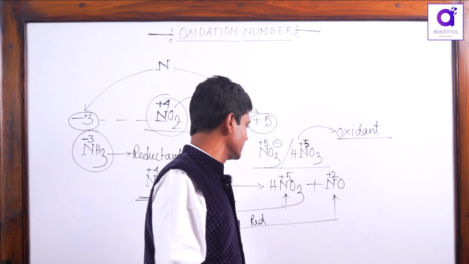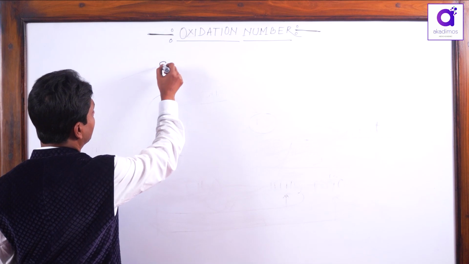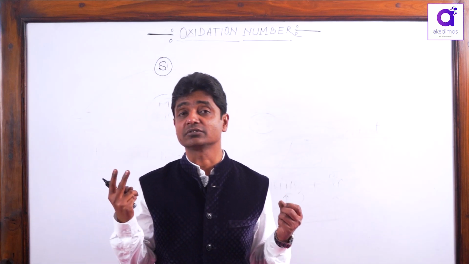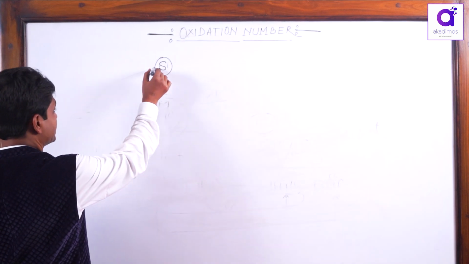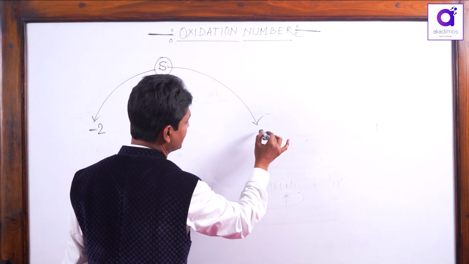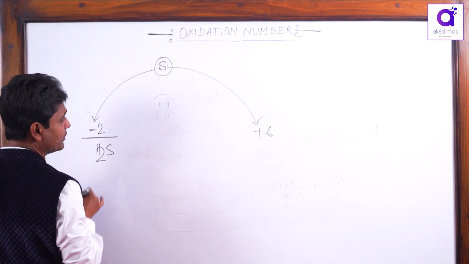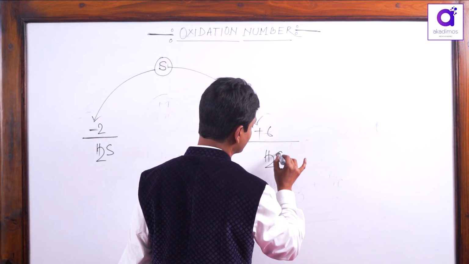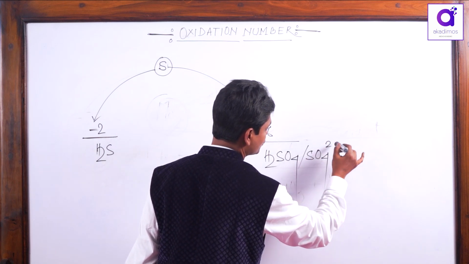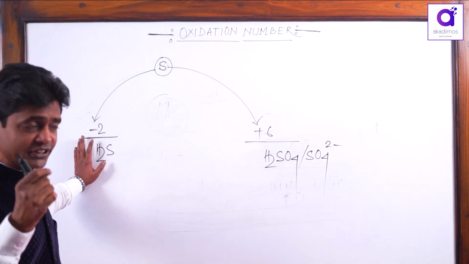I am taking another example. See, sulfur. You know the valence electrons of sulfur is 6. It can accept a maximum of 2 electrons to get an octet. And that's why its minimum oxidation number is -2. A maximum of 6 electrons can be shared with others, that is +6. So -2 is H2S or any sulfide, +6 is H2SO4 or sulfate, SO4 2-. Similarly, like ammonia, it will act as a reducing agent only in any redox reaction.